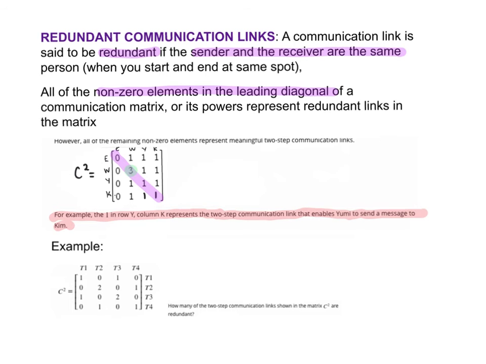So down here, how many 2-step communication links shown in C2 are redundant? We'll look at this one. They want to know how many links are shown in that. So you just would count them up. So you go 1, 2, 2, and 1. That's 2, 4, 6. How many 2-step communication links are redundant? 6. Okay, because I added up the ones on the leading diagonal.